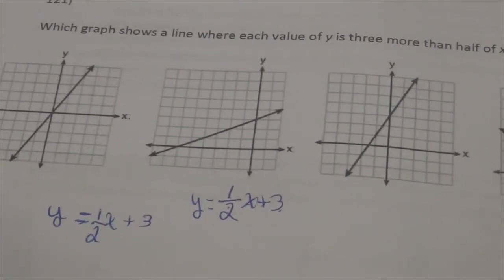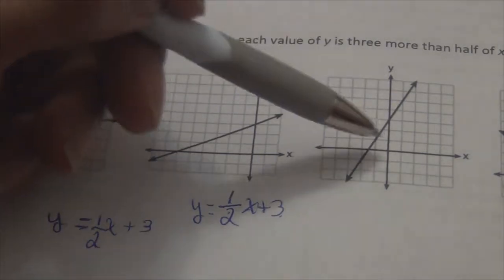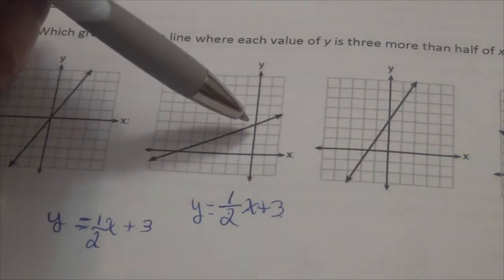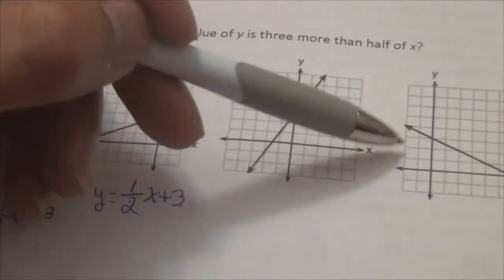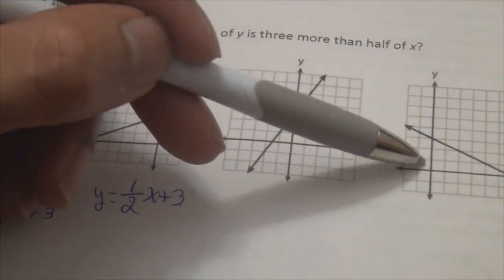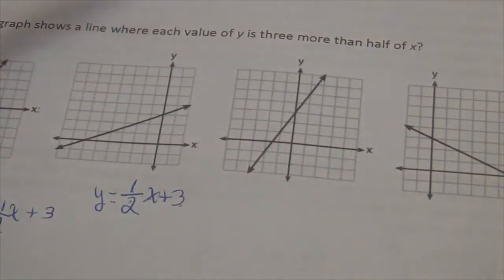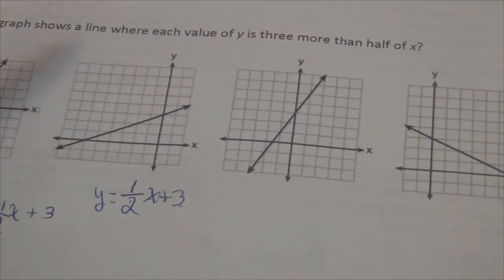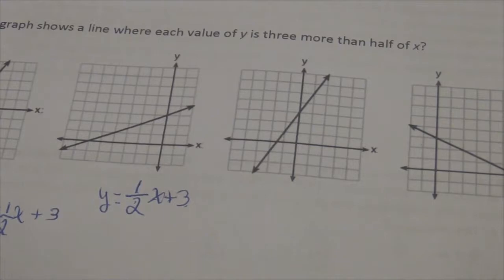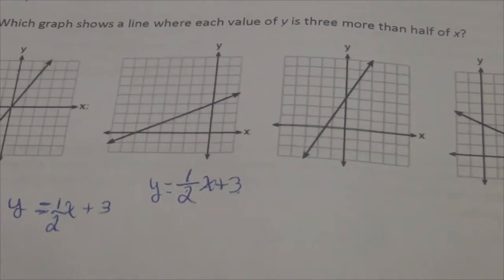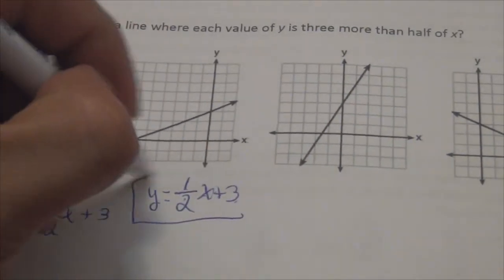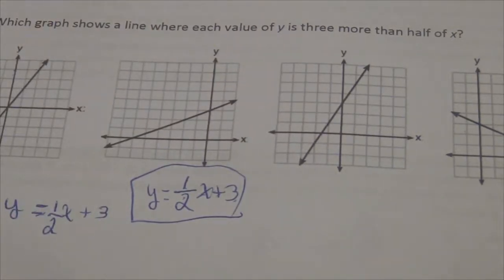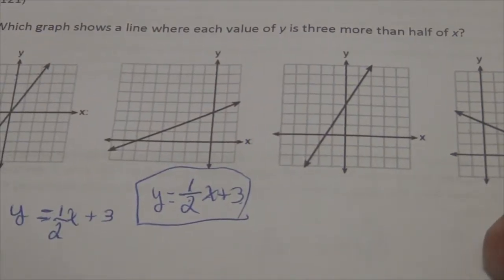Got it? So basically, look, the y-intercept here is 3, okay? The y-intercept here is 3. The y-intercept here is also 3. But you have to understand, it's y is 3 more than half of x. It didn't say more than negative half or more than the opposite of positive half. No, it doesn't say that. It just says more than half of x. So you have to be careful. Always look at the slope. Got it? All right, if you have any questions, you can always comment.